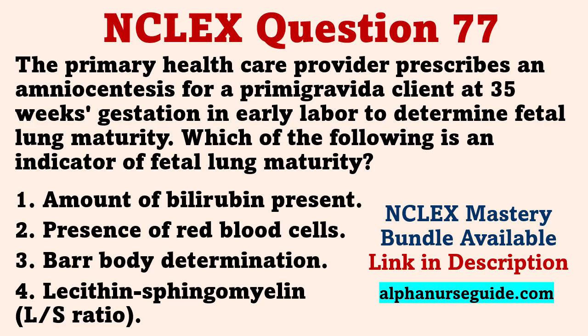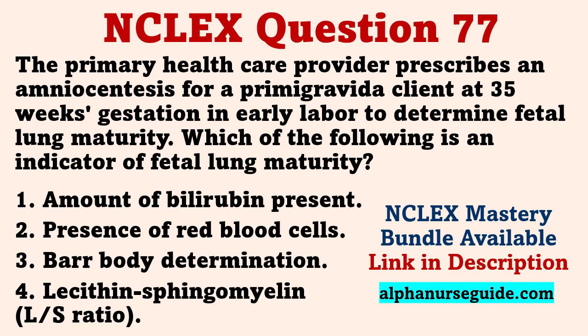The primary healthcare provider prescribes an amniocentesis for a prima gravida client at 35 weeks gestation in early labor to determine fetal lung maturity. Which of the following is an indicator of fetal lung maturity? 1. Amount of bilirubin present. 2. Presence of red blood cells. 3. Barr body determination. 4. Lecithin sphingomyelin.